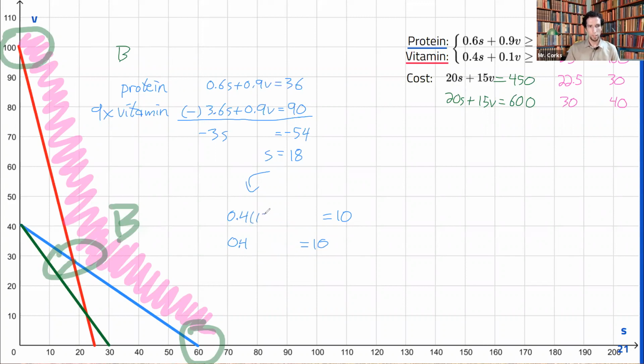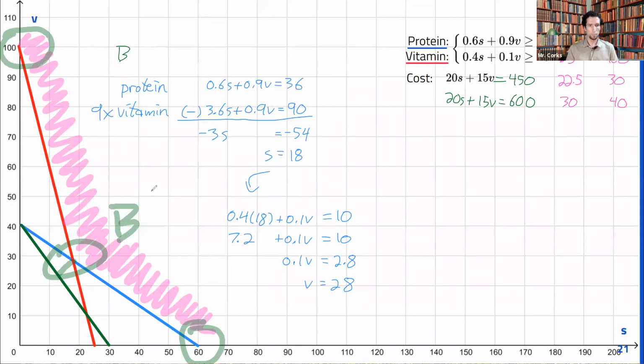0.4 times 18. Okay, and plus 0.1V. Just make sure I'm looking at the right things here. Okay. 0.4 times 18. What's that number? 7.2. All right, 7.2 plus 0.1V is equal to 10. 0.1V is equal to 2.8. So V is equal to 28.